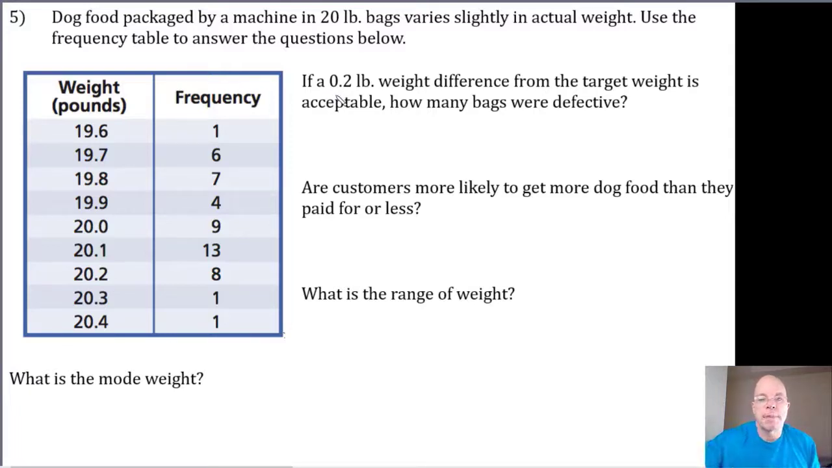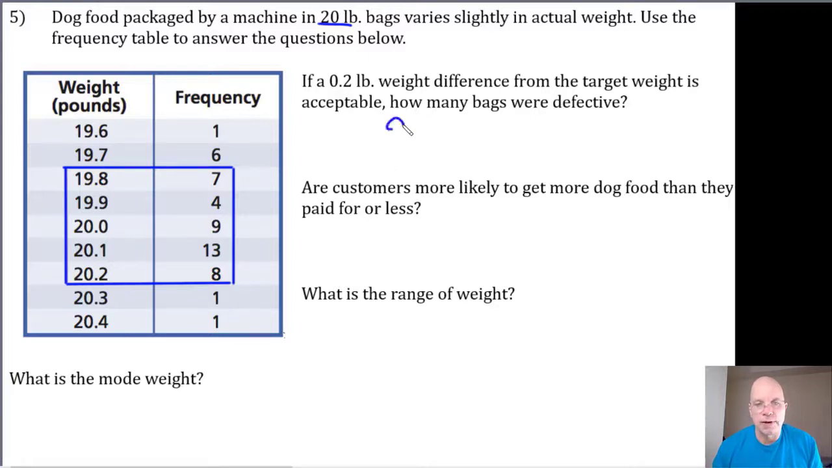If a 2/10 pound weight difference from the target weight is acceptable, how many bags were defective? Well, the perfect weight is 20 pounds, so these bags are perfect, and anything within 2/10 of a pound is acceptable. So I could have the bag be underweight by 2/10 of a pound or overweight by up to 2/10 of a pound and still be acceptable. So I'm going to box in these acceptable weights. The weights that would be unacceptable would be these 7 underweight bags and these 2 overweight bags for a total of 9 defective bags.